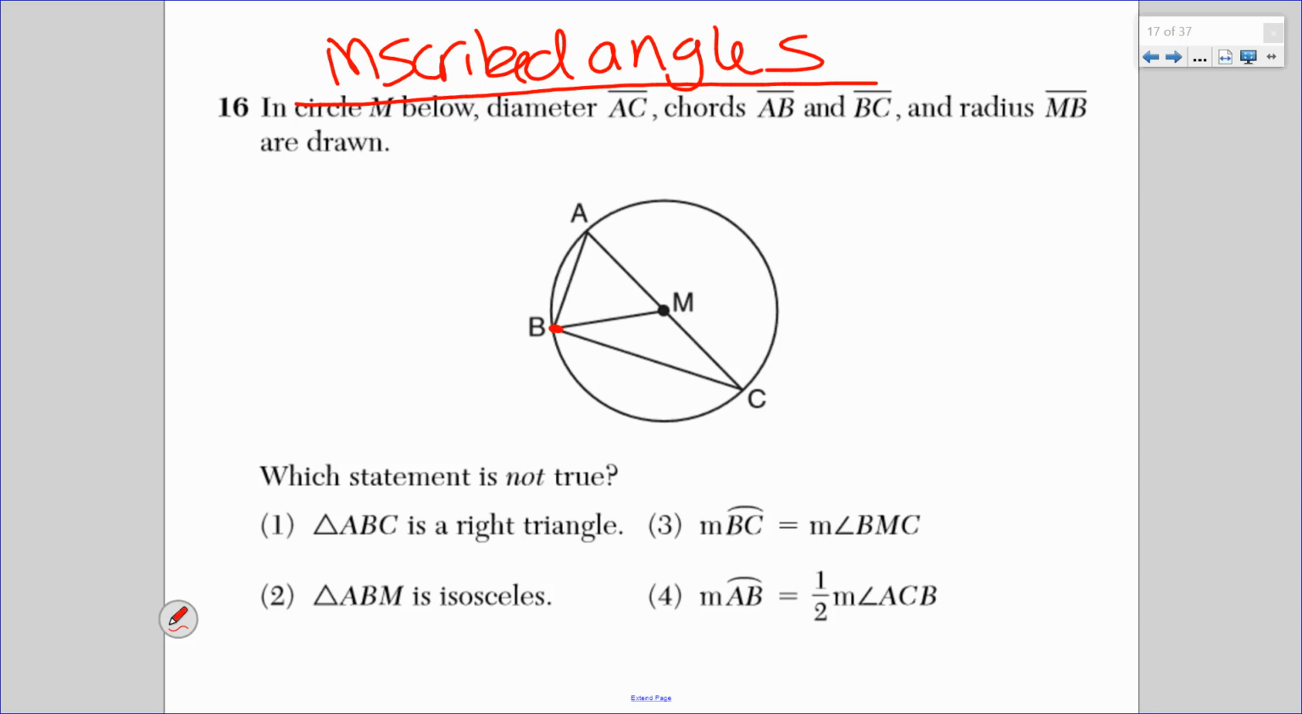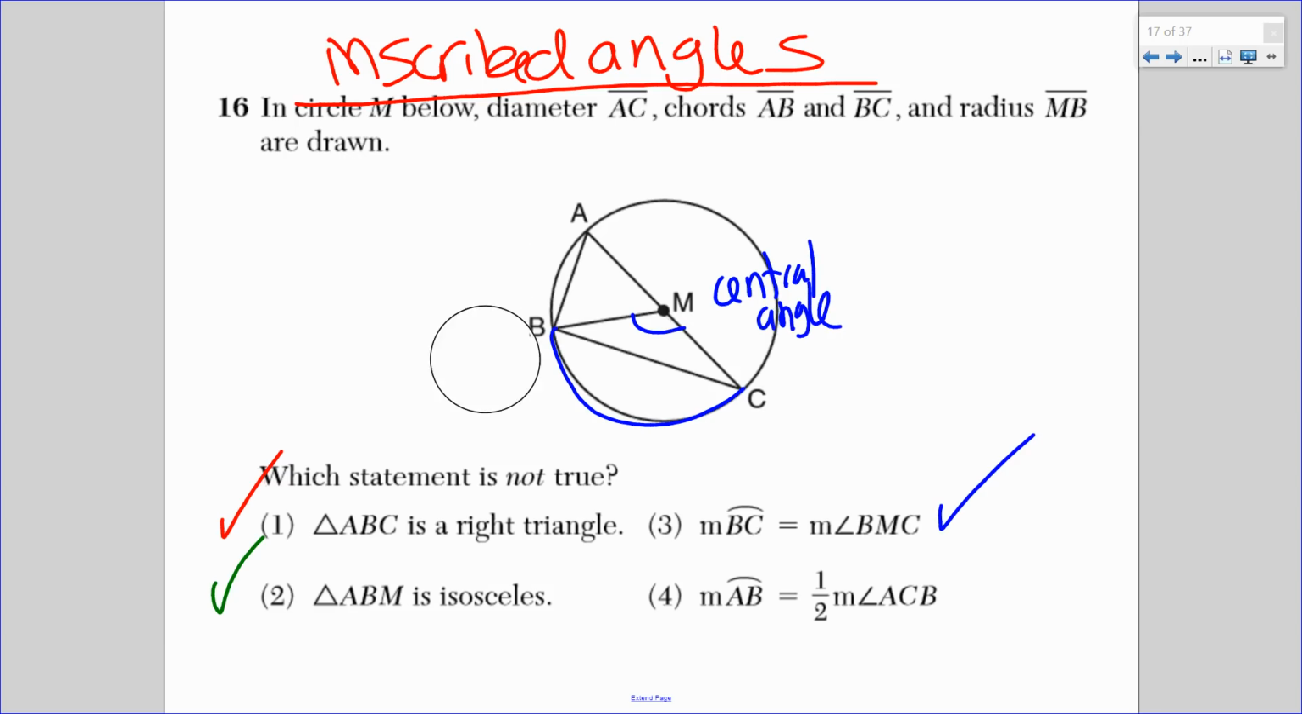Well, I have an inscribed angle at B. It's inscribed in a semicircle, which makes it a right angle. So yes, it's a right triangle. Triangle ABM is isosceles. Well, I have a radius here, I have a radius here, radii are congruent, therefore, yes, ABM is isosceles. Choice 3, angle ABC is equal to angle BMC. Well, angle BMC is not an inscribed angle, it's a central angle, and central angles are equal to the intercepted arc, so yes, they're congruent.